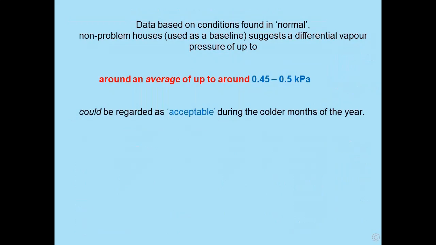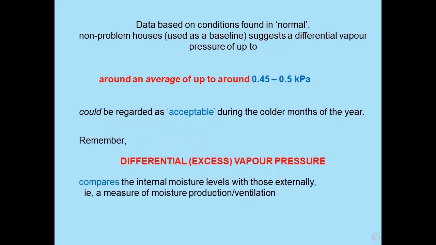Looking at a database which was made up of conditions found in normal non-problem houses, and this has been used as a baseline, this suggests a differential vapor pressure of up to around 0.45 to 0.5 kilopascals could be regarded as acceptable during the colder months of the year, indicating perhaps sufficient ventilation. Remember, differential vapor pressure compares the internal moisture levels with those externally. It's a measure of moisture production and or ventilation.